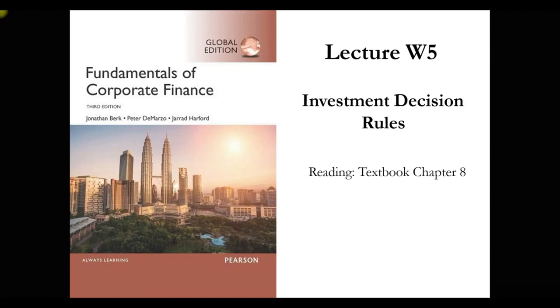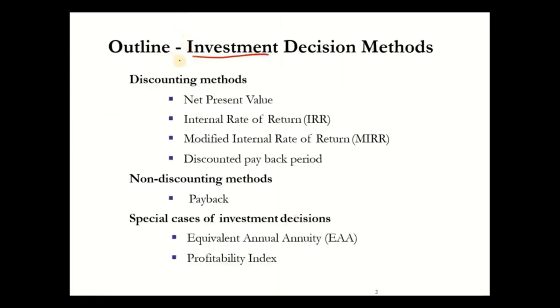In this chapter, we will discuss investment decision rules. This is the outline. Basically, when we are evaluating our investment decision, we have two different methods: discounting methods and non-discounting methods. In the discounting methods, we have NPV, IRR, modified IRR, and then discounted payback. In non-discounting methods, we have only payback. And then in the last, we will discuss the equivalent annuity method and then the profitability index.